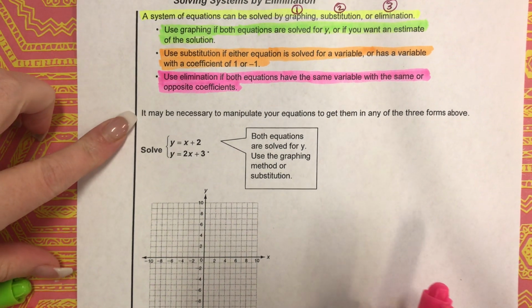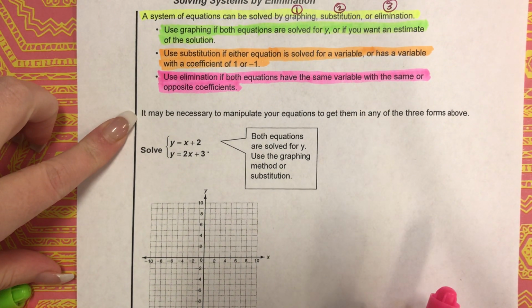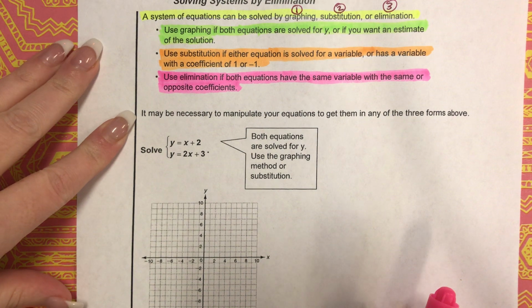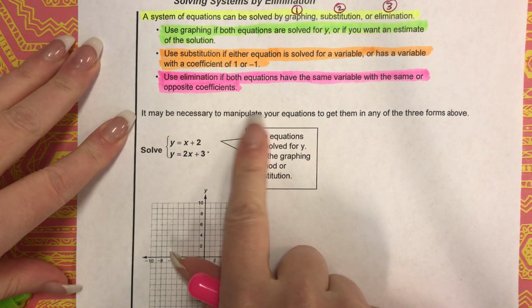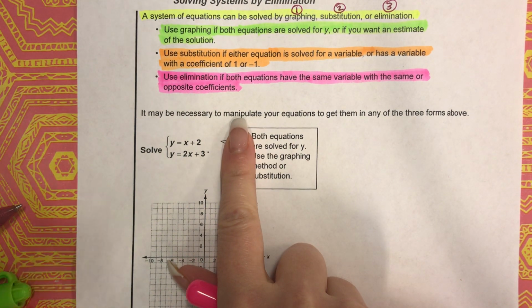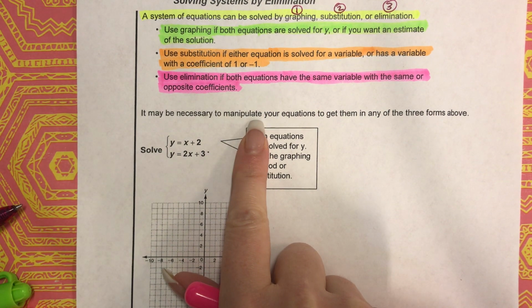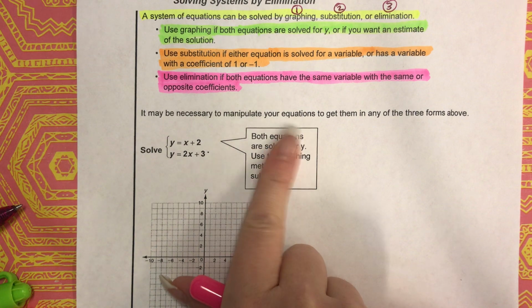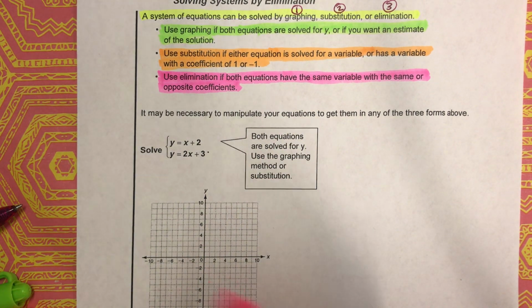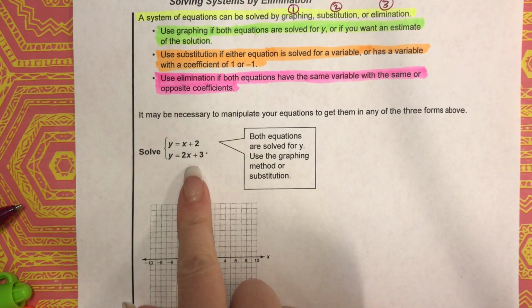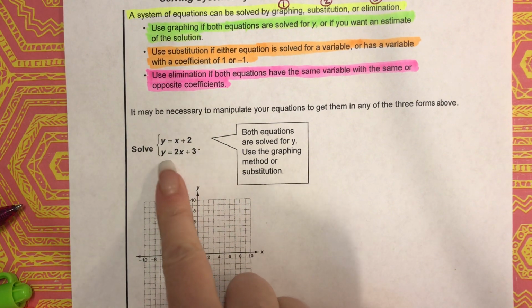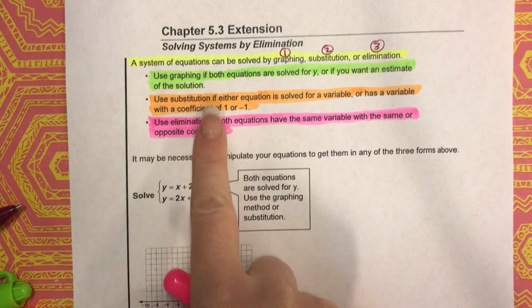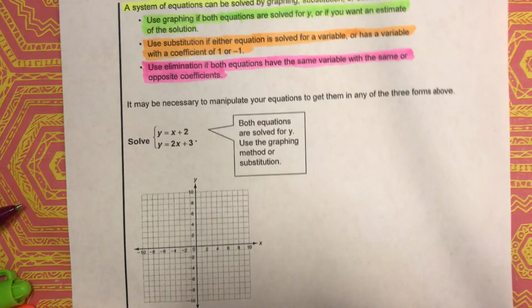Also, just a side note, it may be necessary to manipulate your equations to get them into any of the three forms. Manipulate just means algebraically moving a variable or a number from one side of the equation to the other. That's what this statement is saying. So what do you see for this first one? Let's look at this system of equations. What do you think? Should we solve it by graphing, substitution, or elimination?